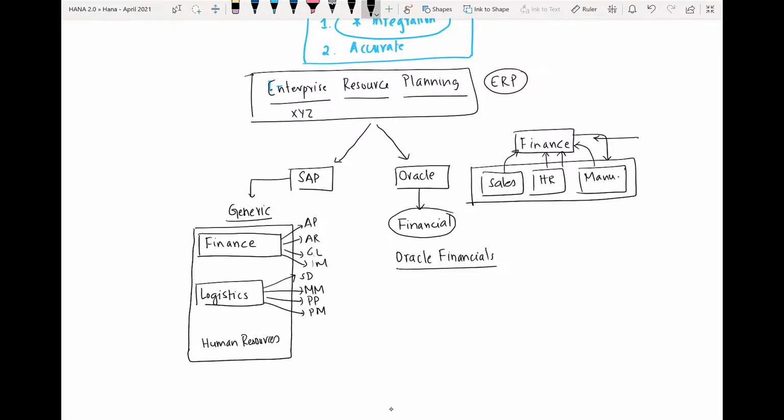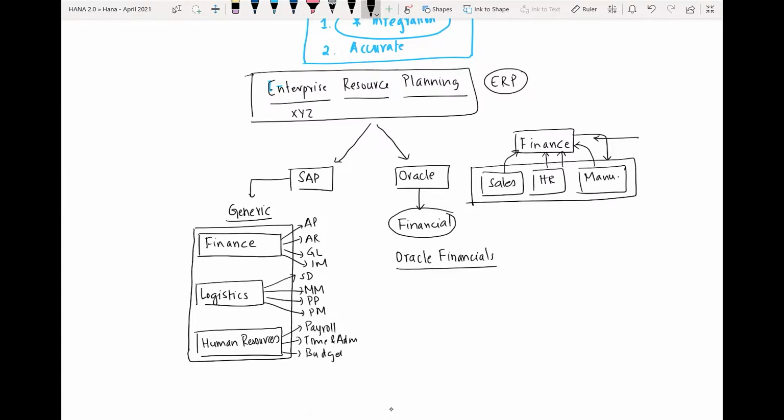So the ERP solution created by SAP broadly categorized its system into 3 major buckets. It said, I can support anything to do with finance. I can support anything to do with logistics. I can support anything to do with human resources. If you look at human resources: payroll, time and administration, budget, and so on and so forth.